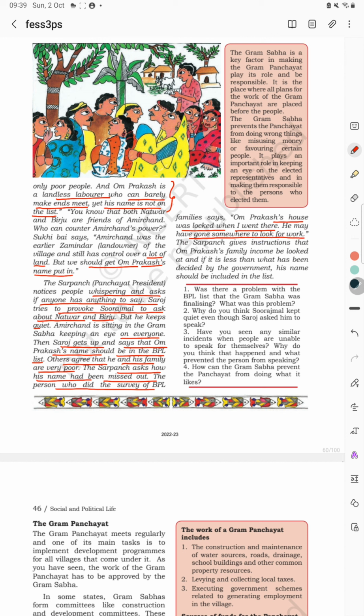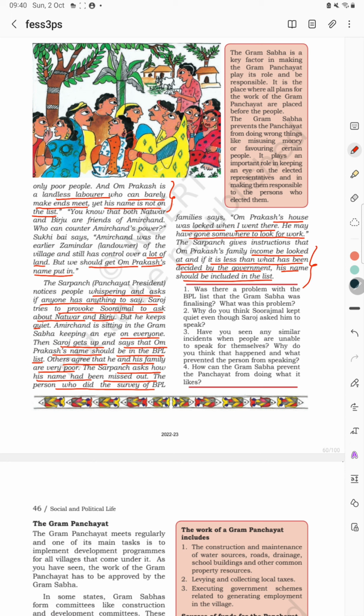He clarified that when he went to the Om Prakash house for the survey, his house was locked. He was not there, so just because of that, his name was not present in the list. Then the Sarpanch gave instruction that Om Prakash's family income be looked at, and if it is less than what has been decided by the government, his name should be included in the list.